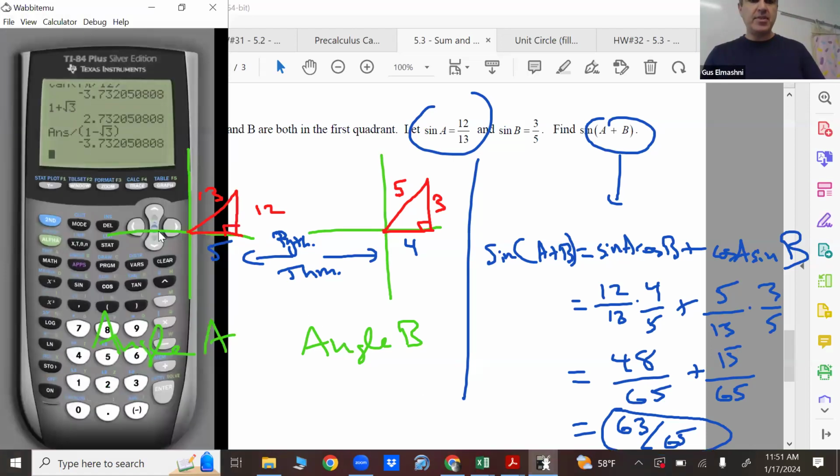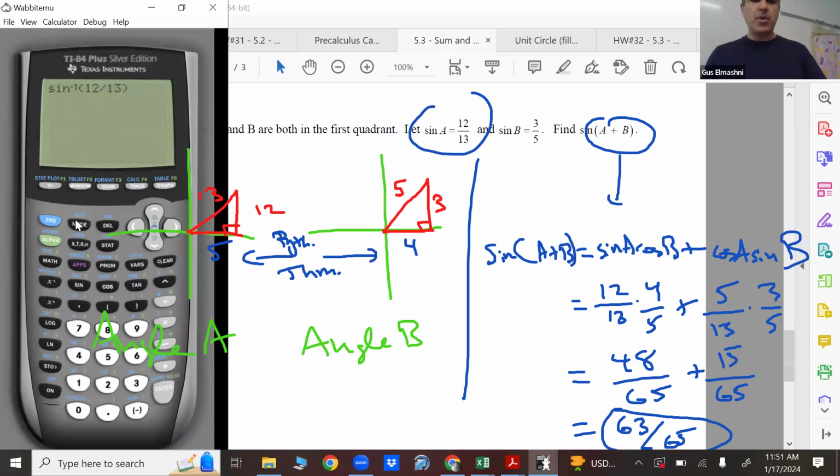I'm not sure if you guys did this. Did you guys do inverse trig last semester? Like, do you ever use the inverse sine function, like solving angles? No? Well, the inverse trig function allows you to solve. If you want to solve for angle A, you do the inverse sine.